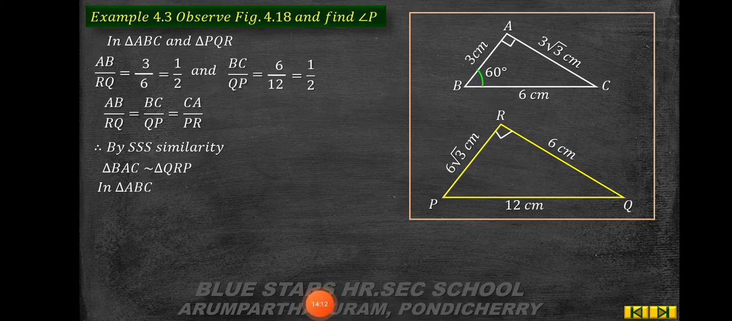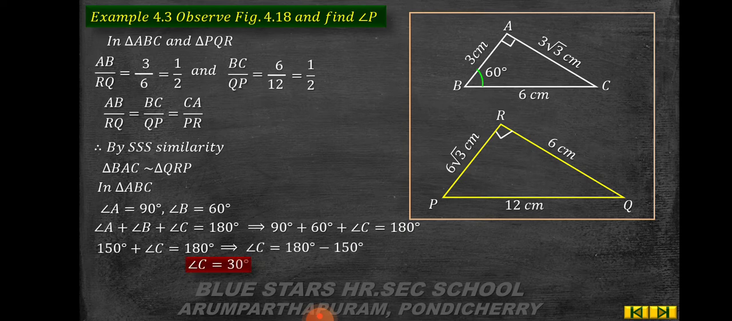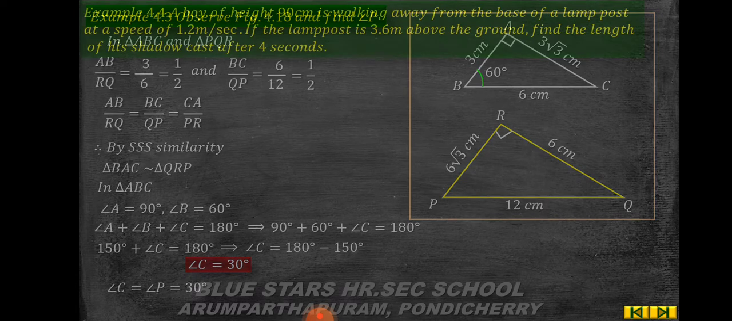So in triangle ABC, angle A is equal to 90 degrees, angle B is equal to 60 degrees. Angle A plus B plus C is equal to 180 degrees, because the sum of the angles of a triangle is 180 degrees. So 90 degrees plus 60 degrees plus angle C is equal to 180 degrees. So 150 degrees plus angle C is equal to 180 degrees. Angle C is equal to 180 degrees minus 150 degrees. So angle C is equal to 30 degrees. Therefore, angle C is equal to angle P is equal to 30 degrees.